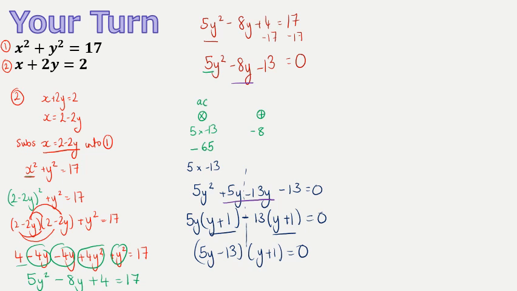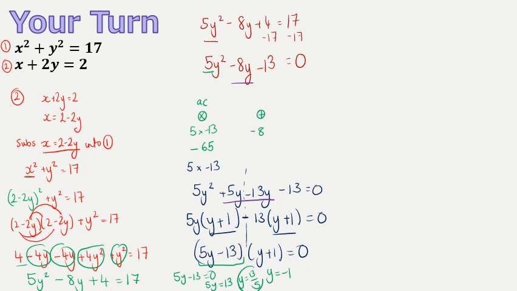From that I can take the y values here. This one's quite straightforward, y equals minus 1. This one here, I can't quite see it straight away, so I know I've got to make the bracket equal to 0. That means 5y must equal 13 and therefore y must be 13 over 5.